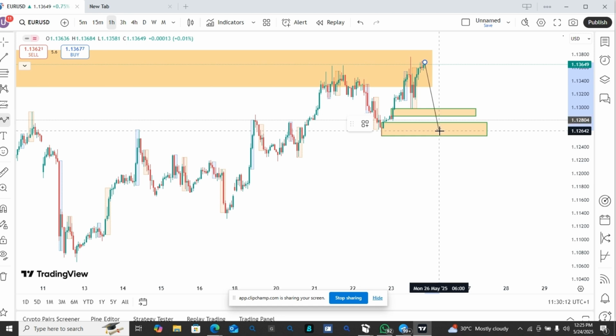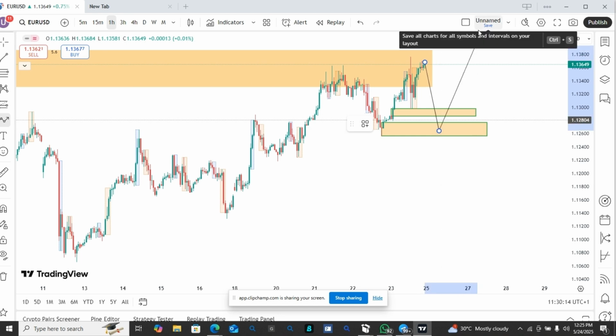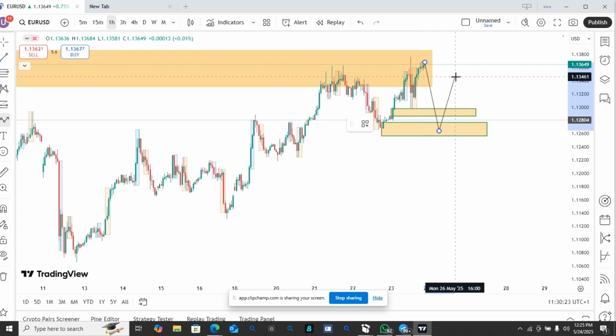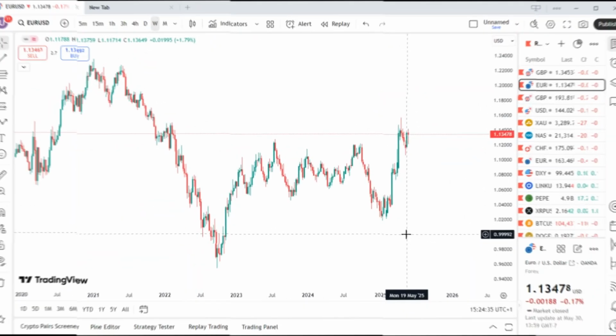So this is how we're taking a buy on Eurusd. Our stop loss will be below the zone based on the market structure, and our target will be the weekly resistance level. That's where we'll be picking up this.